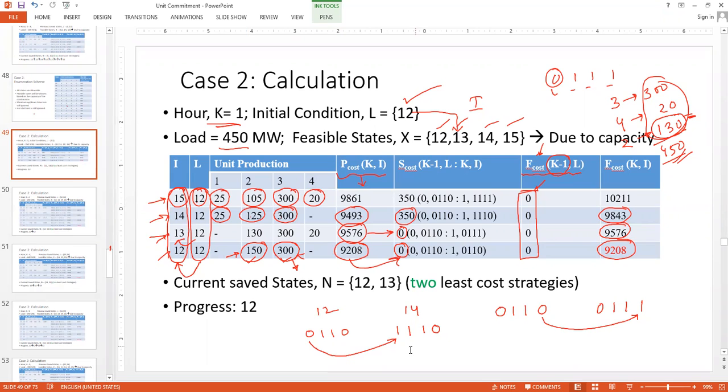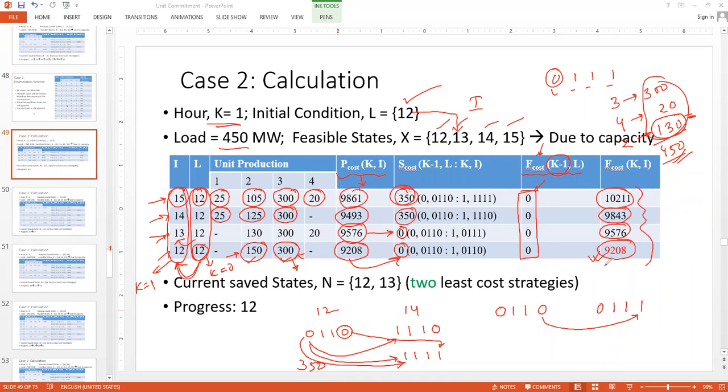Now 15 means you are jumping from 12 to 15. So this is 12 and 15 is this one, 1, 1, 1, and 1. However, we know that there is no startup cost for unit number 4, but there is some startup cost for unit number 1, and that is 350. So that is included here. Now you add up this, and that should give you this. So now you compare all these, you find the minimum one is for this transition from 12 at hour 0 to 12 at hour 1.